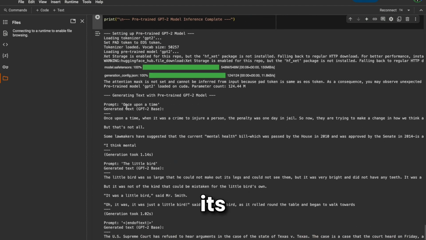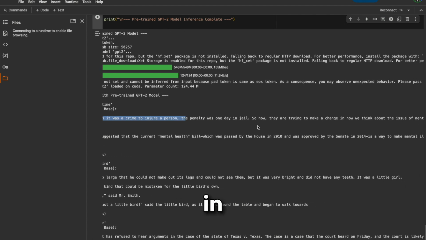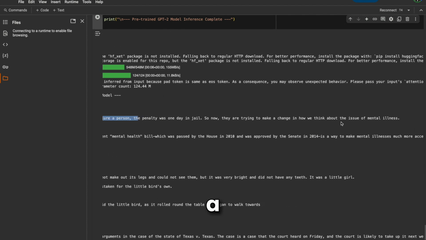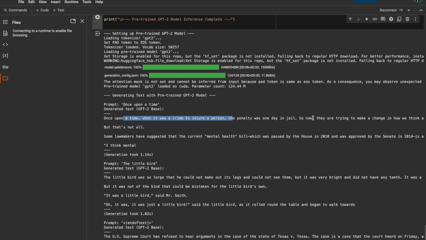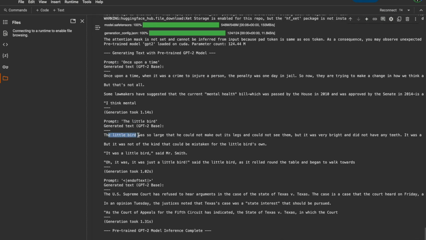And let's look at its results here. So here, once upon a time, when it was a crime to injure a person, the penalty was 1 day in jail. So now they are trying to make a change in how we think about the issue of mental illness. It has already gone off the track from the second sentence itself. Let's see about the next one.